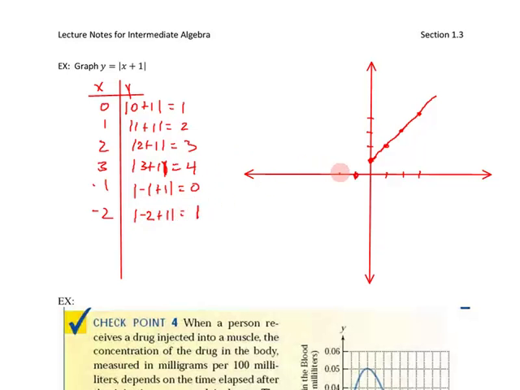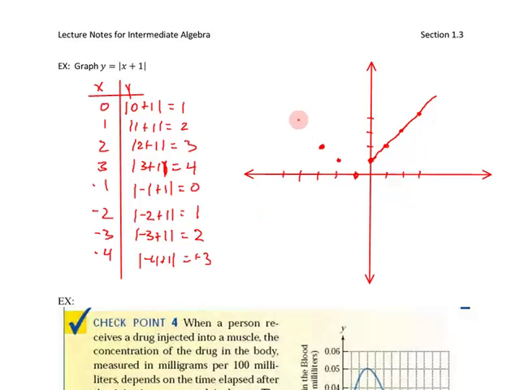positive 1. So I'm at negative 2 up 1. If I plug in -3, it's -3 plus 1, which is absolute value of -2, which is +2. So over 3, left 3, up 2. And what do you see happening is this thing is going back up. If I went one more, -4 plus 1, it's going to give me a negative 3, or +3.